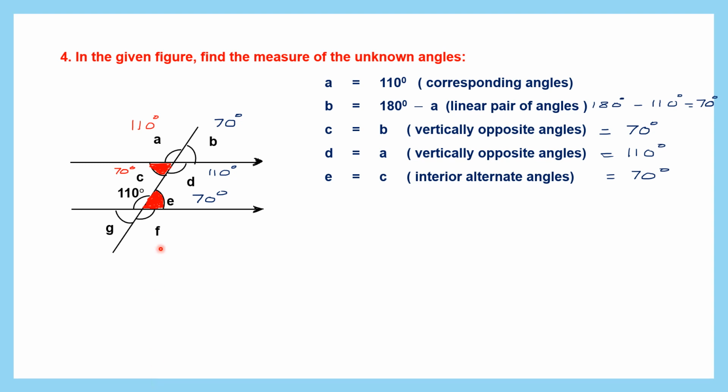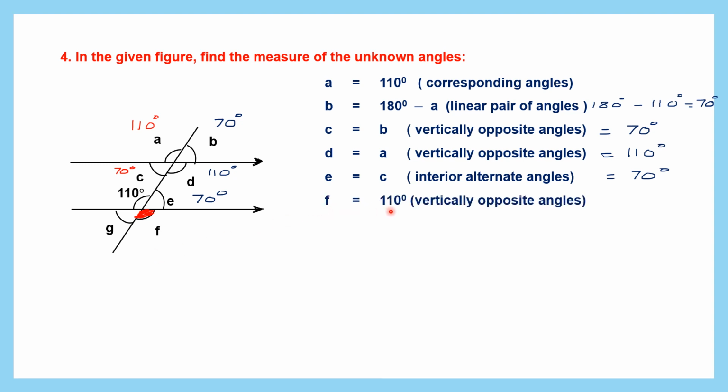Now let's move on to angle F. Now angle F also there are different ways of finding. Angle F and angle E are a linear pair of angles. Together they must add up to 180. Or I can say angle F and angle D are equal because they are corresponding angles. Or I can say angle F and 110 are equal because they are vertically opposite angles. I can also say angle F and angle A are equal because they are exterior alternate angles. I can use any one of these properties.